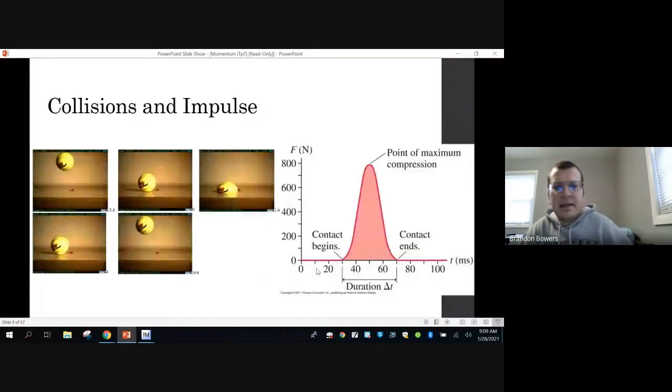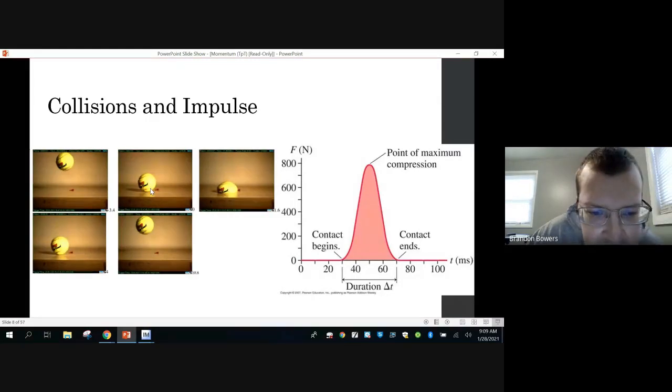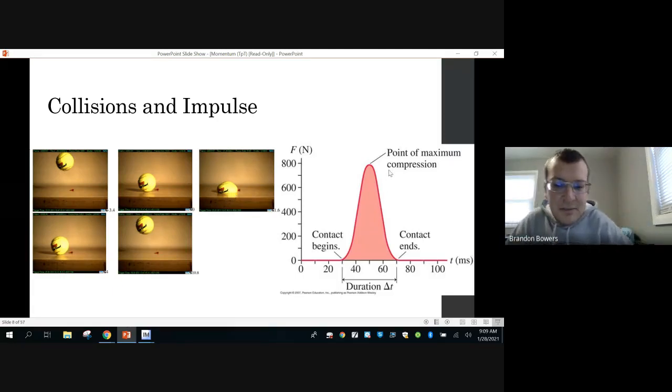If we look at this, I think that's a tennis ball. If you look at the tennis ball, it's falling, it's falling, it's falling. Here, it's like half the size, but that means it's just being compressed. So we have the force. The force is the greatest here, and that's the impulse curve. That's what an impulse curve looks like.